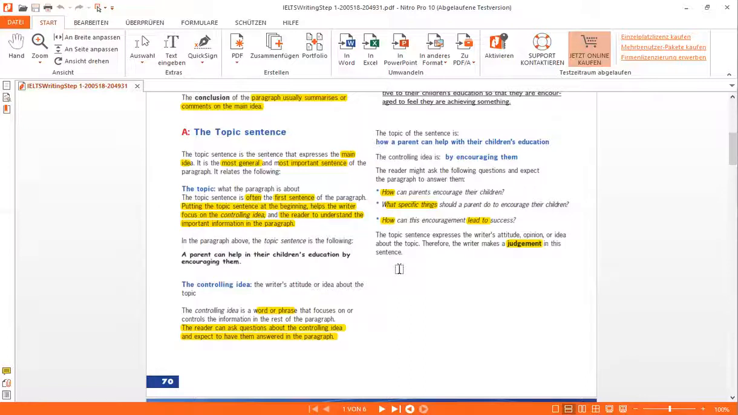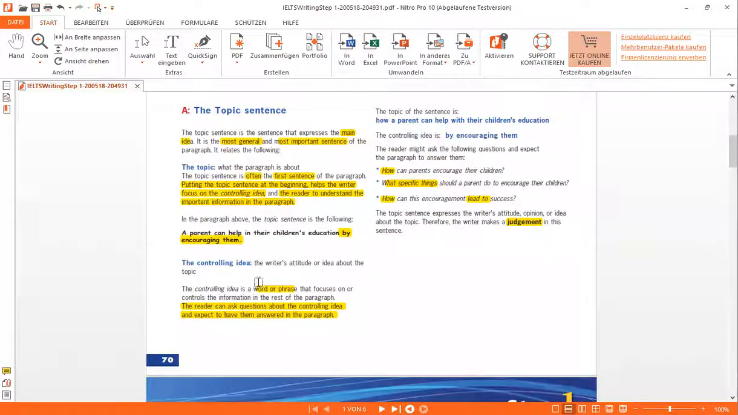So let's take a look at this topic sentence, and then we can identify the controlling idea. This topic sentence reads, a parent can help in their children's education by encouraging them. The controlling idea in this topic sentence is the writer's attitude or idea, and that is by encouraging them. Okay, so a topic sentence contains a controlling idea, and that controlling idea determines the course of the entire paragraph. So a controlling idea is a word or phrase. It's not a sentence because it's part of the sentence. It's a word or phrase.